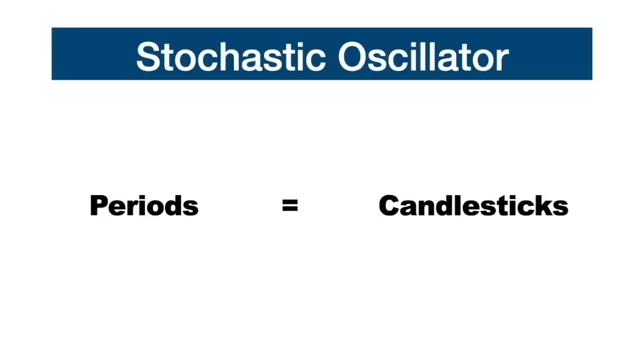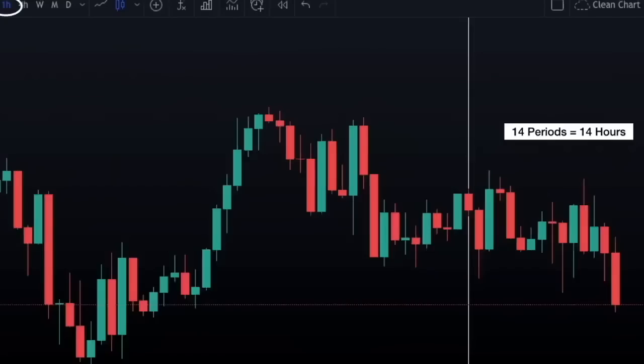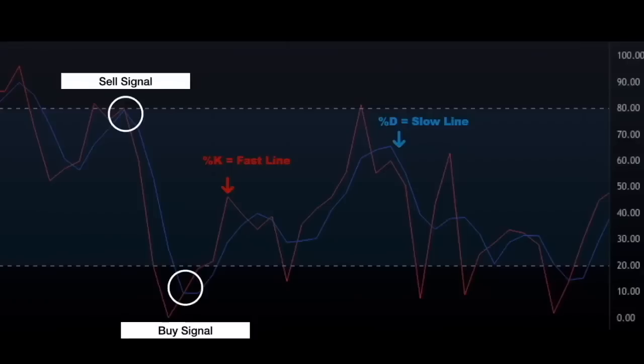The default stochastic period is 14 periods. This means that using the one-day time frame, 14 periods are equivalent to 14 candles of a day, therefore 14 days. On the other hand, using the one-hour time frame, 14 periods are equivalent to 14 candles of 1 hour, therefore 14 hours. The stochastic oscillator is formed by two lines.